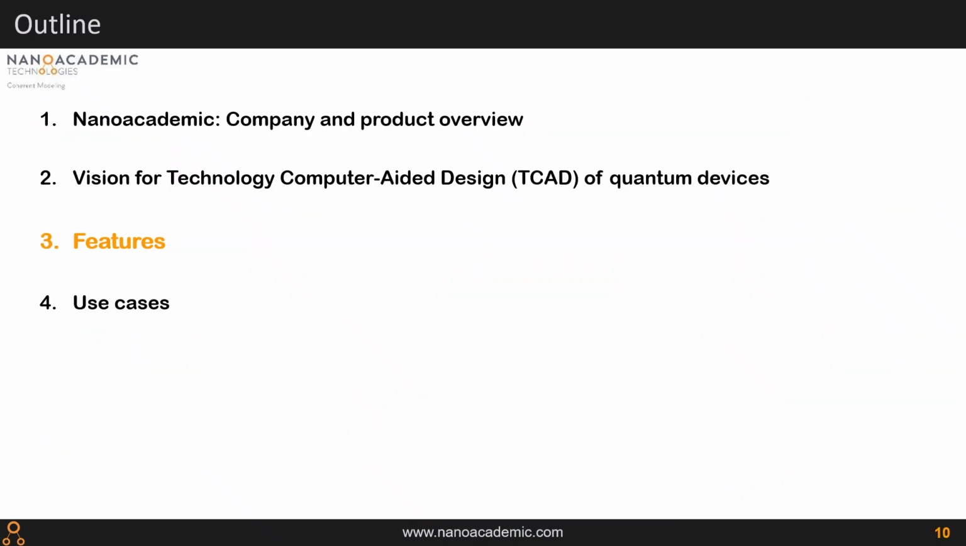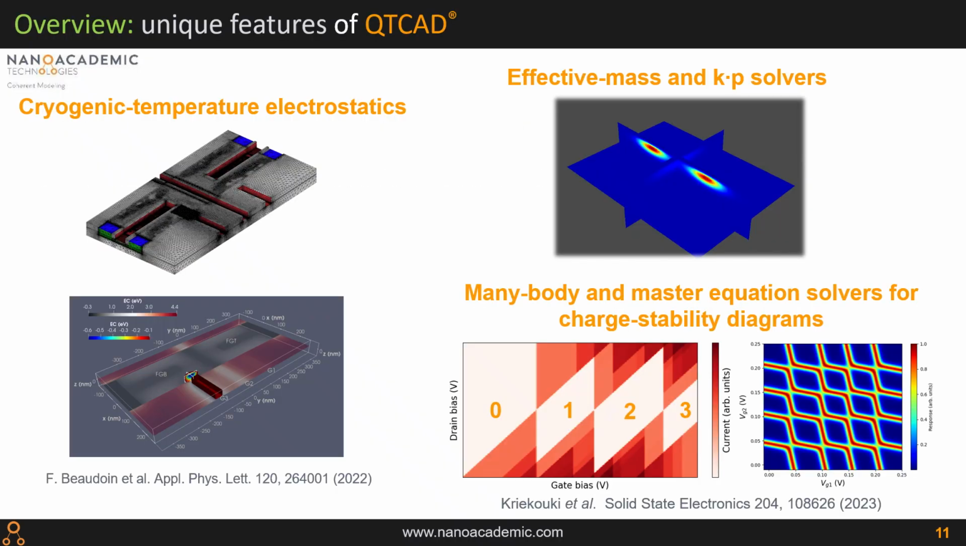It is now time to describe the features that make QTCAD unique. I will start with features that are especially relevant to spin qubit modeling. First, we have developed our own adaptive mesh algorithms to model cryogenic temperature electrostatics. So this is typically done by solving a nonlinear Poisson equation that accounts for charge carrier distributions in reservoirs. And we showed in 2022 in a paper that was published in Applied Physics Letters how this makes convergence much more robust.